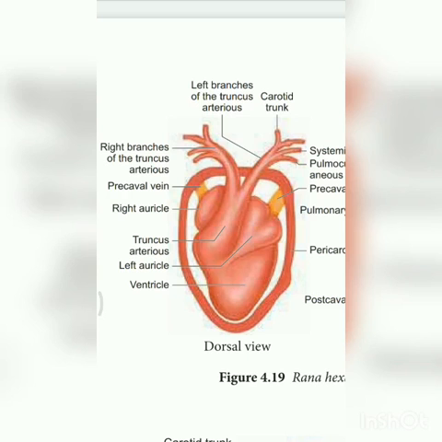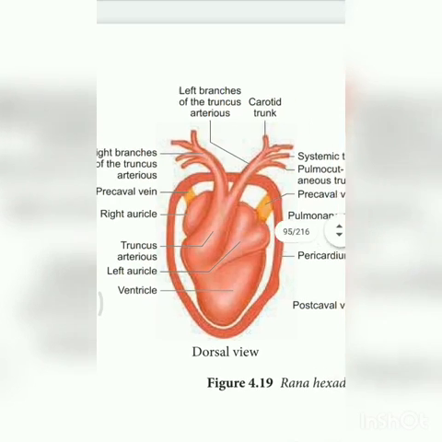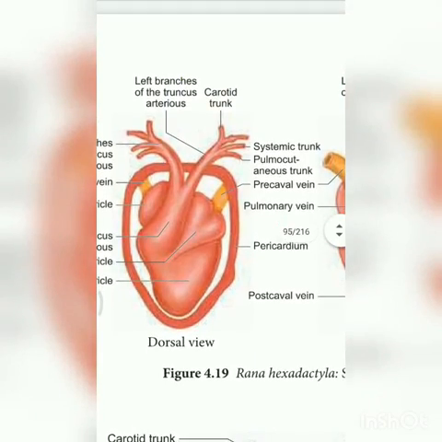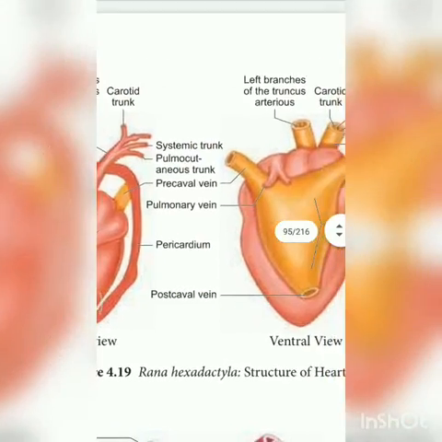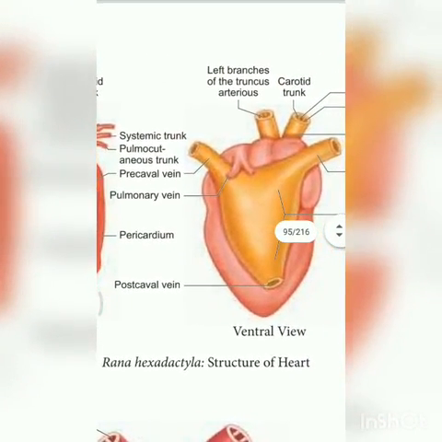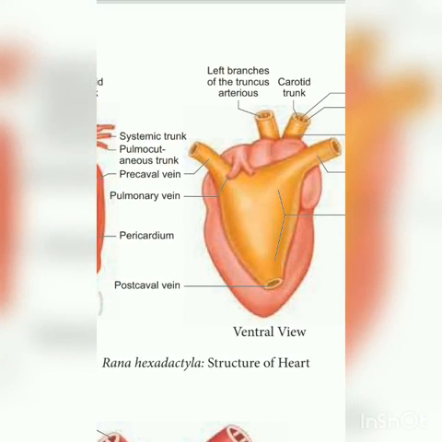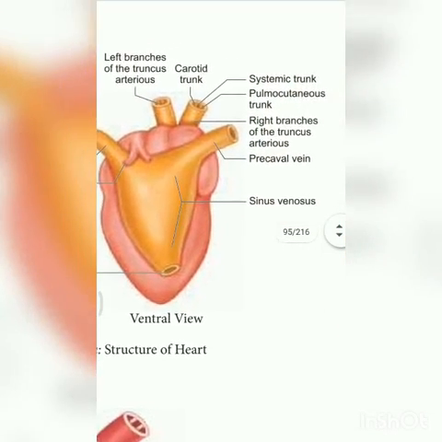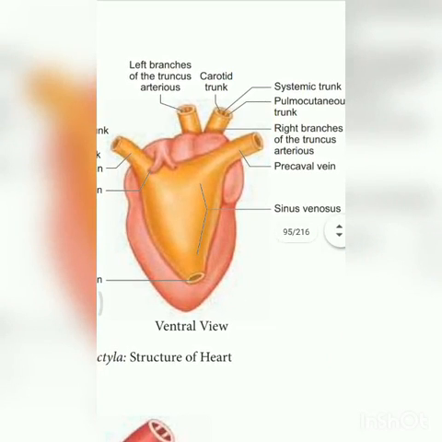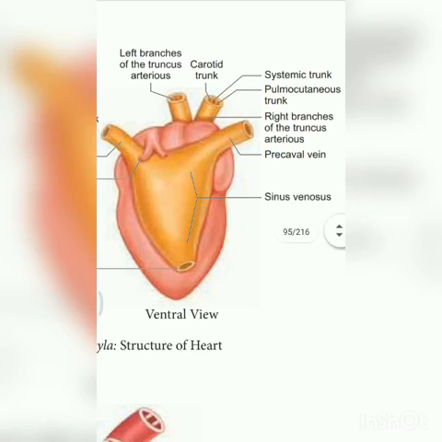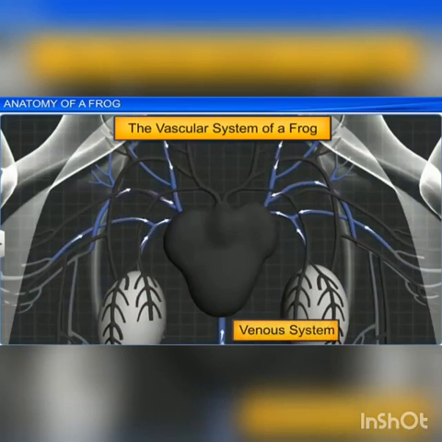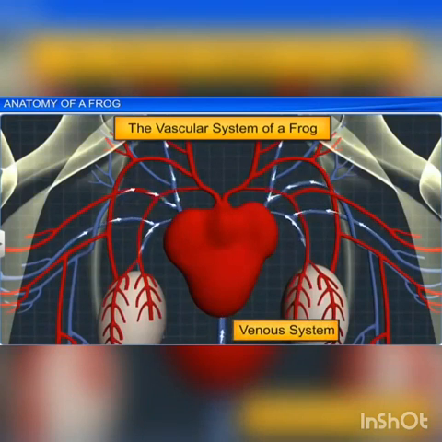These are further divided into 3 aortic arches, namely carotid, systemic and pulmocutaneous. Carotid trunk supplies blood to the anterior region of the body. The systemic trunk of each side is joined posteriorly to form the dorsal aorta. They supply blood to the posterior part of the body. Next is the pulmocutaneous trunk, which supplies blood to the lungs and skin. Pulmo means lungs, cutaneous means skin.